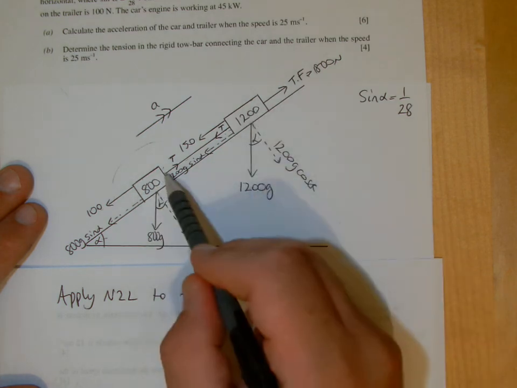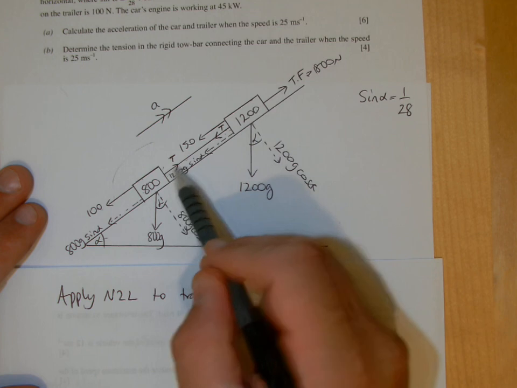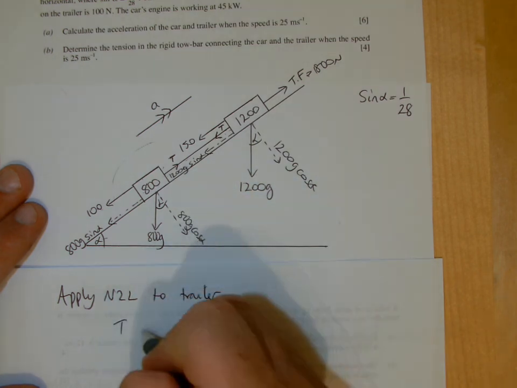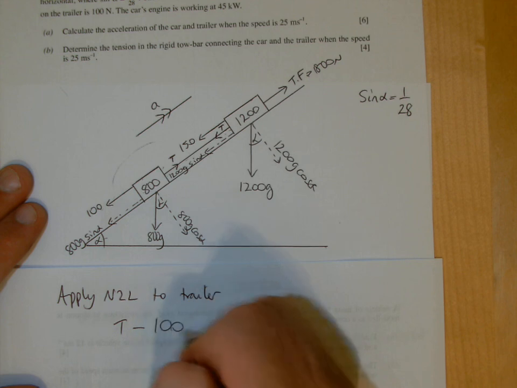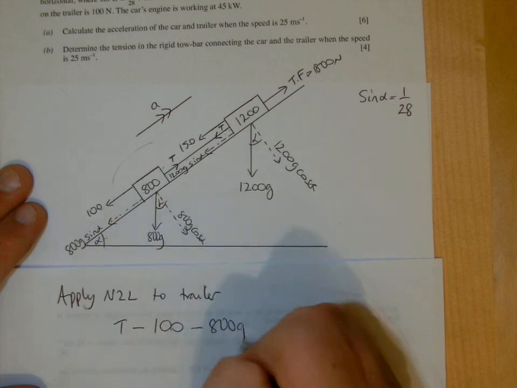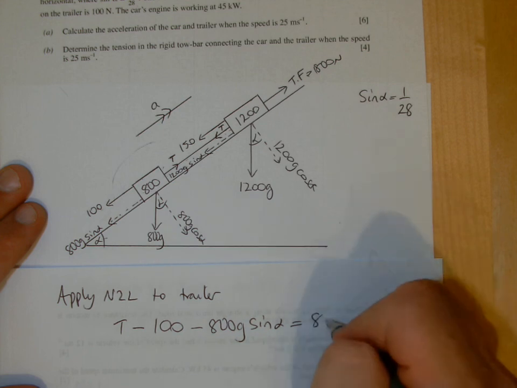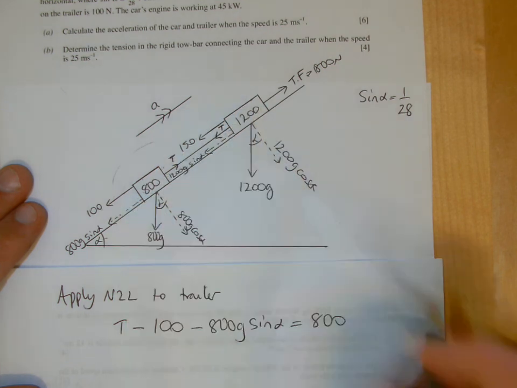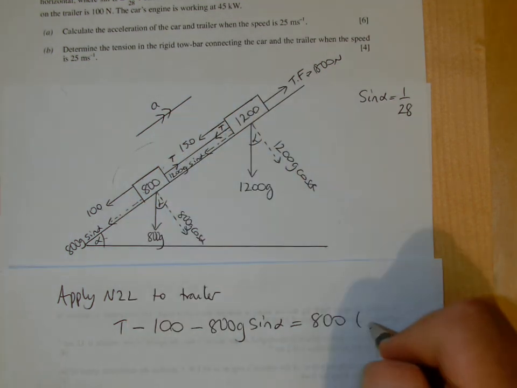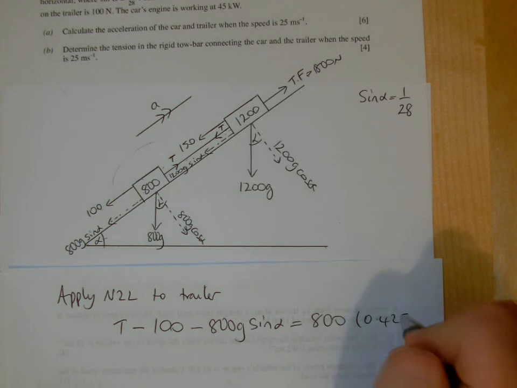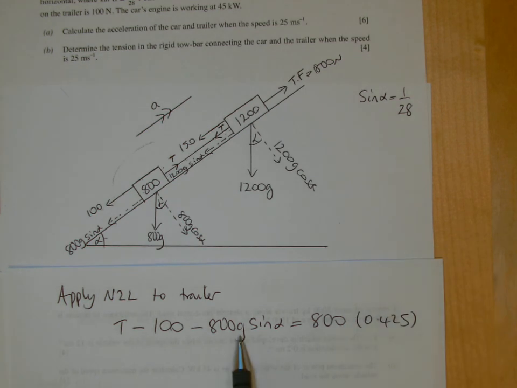With the trailer, if we look at the forces, we've got the forward force, which is the tension, take away the 100, take away the weight component, that will equal the mass times acceleration. The mass will be 800 because we're now focusing on the trailer, and the acceleration will be what we worked out earlier, which is 0.425. If you substitute in 9.8 for g, and sine alpha is 1/28, you get your tension to be 720.